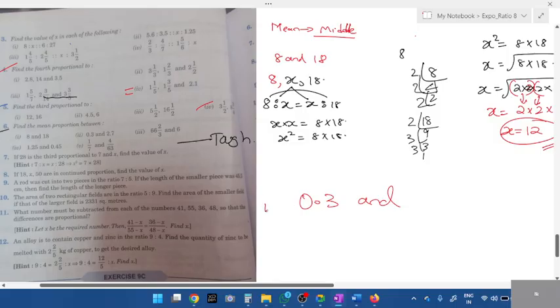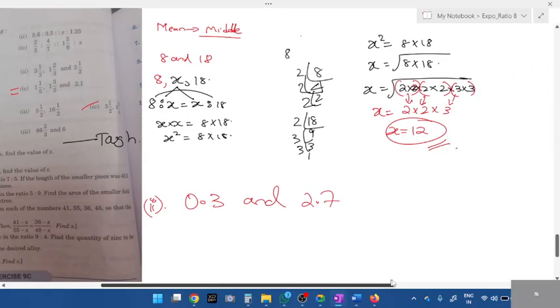Second question, try this. First, remove the decimal and write it.